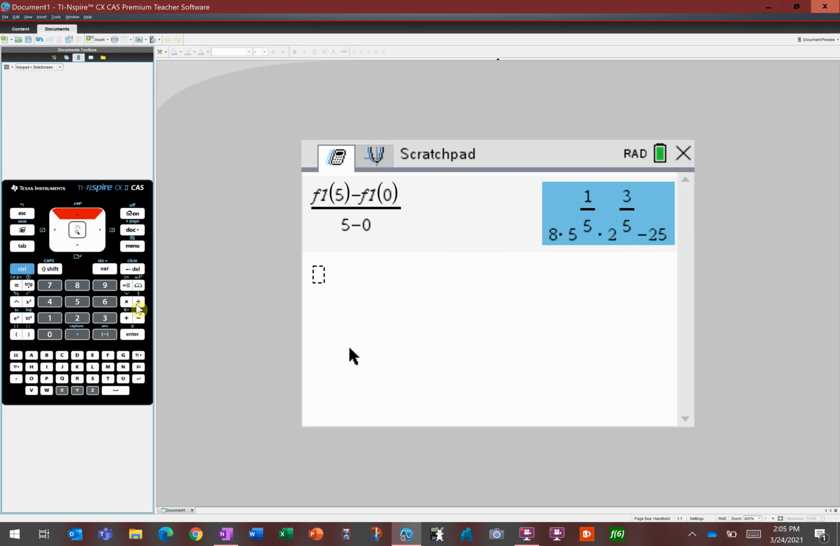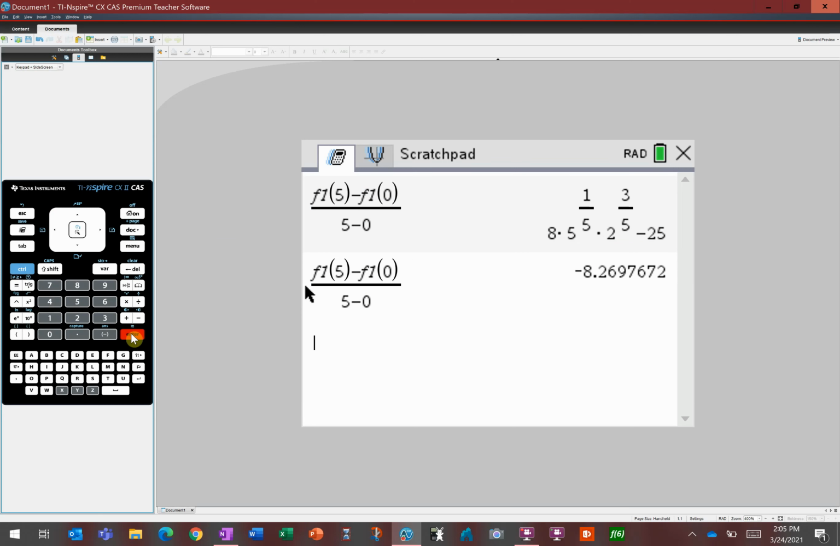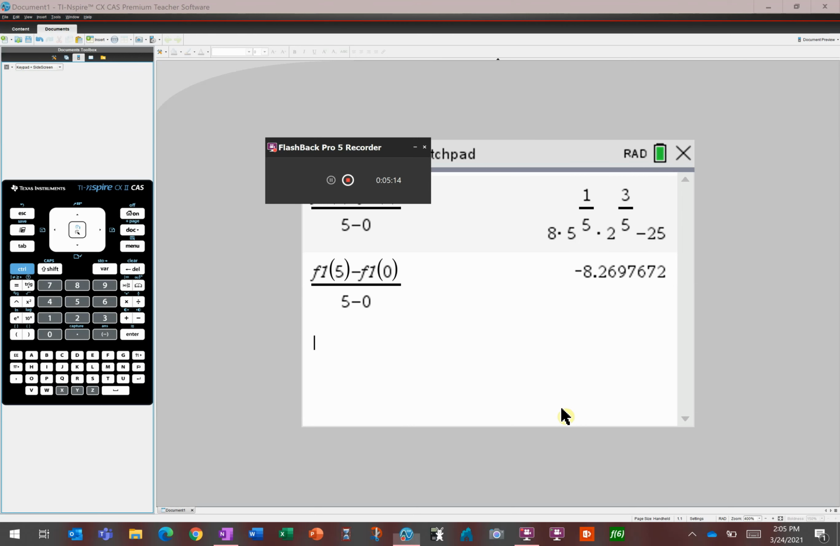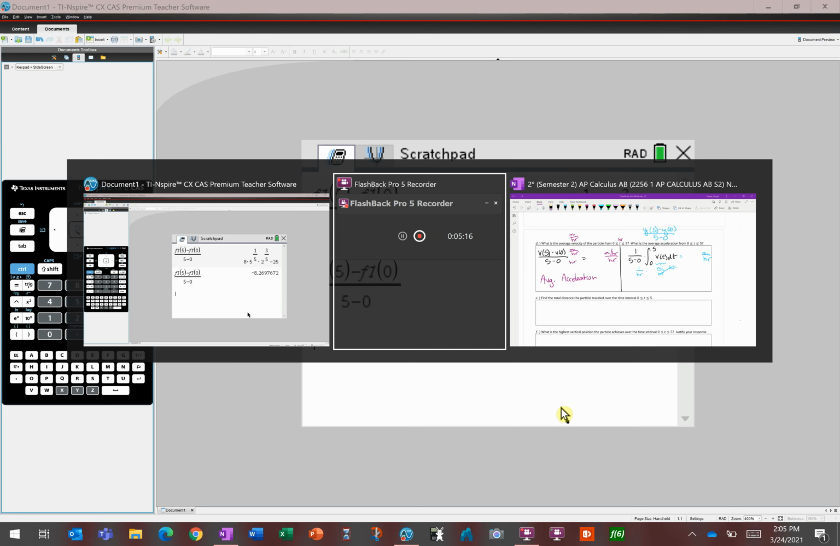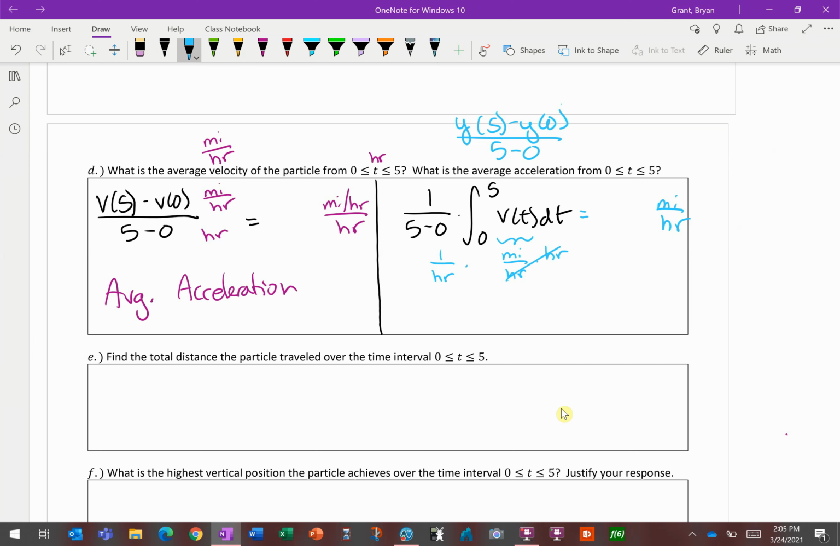Yeah, I would actually rather have the rounded answer. So when you have this written, don't forget that you can always do control and then enter to get that approximately, and we'll take that nice rounded answer of negative 8.2697. We'll jot that down over here. Negative 8.2697. There's that negative, and we're good to go.